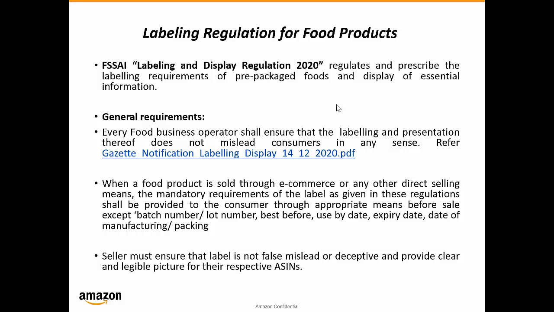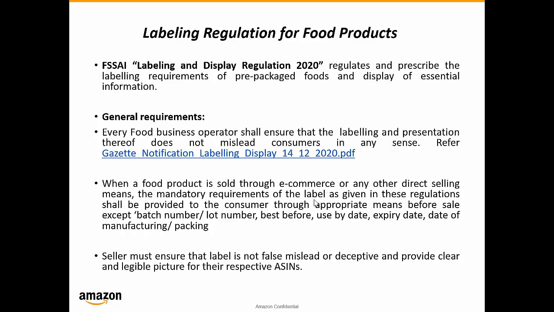There is an exception: for example, batch number, lot number, or best before dates are really not required on the e-commerce display. They are required on the actual products. But if we talk about the e-commerce display, it should have more or less all the information except the lot number, batch number, and best before dates.